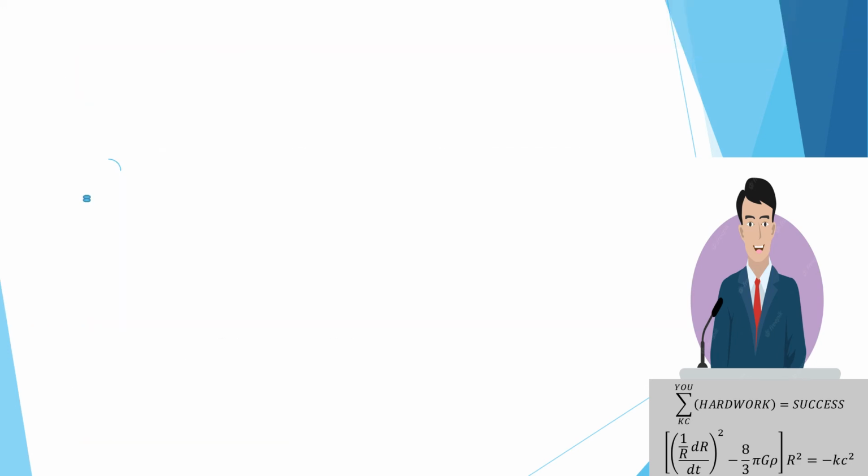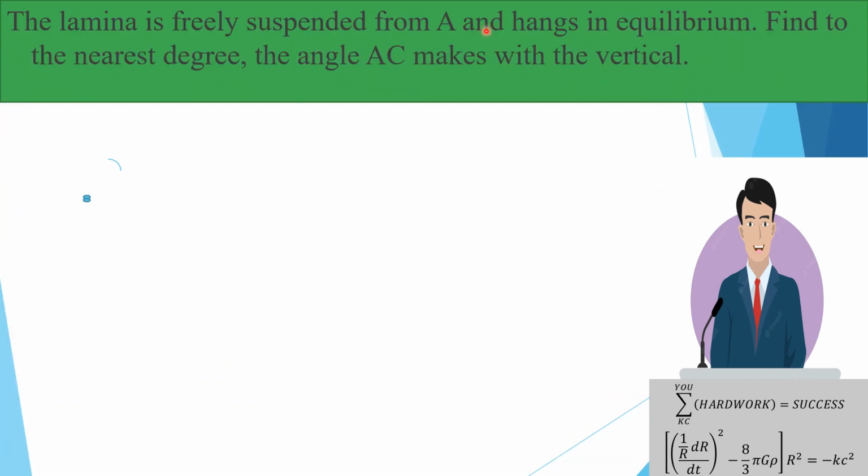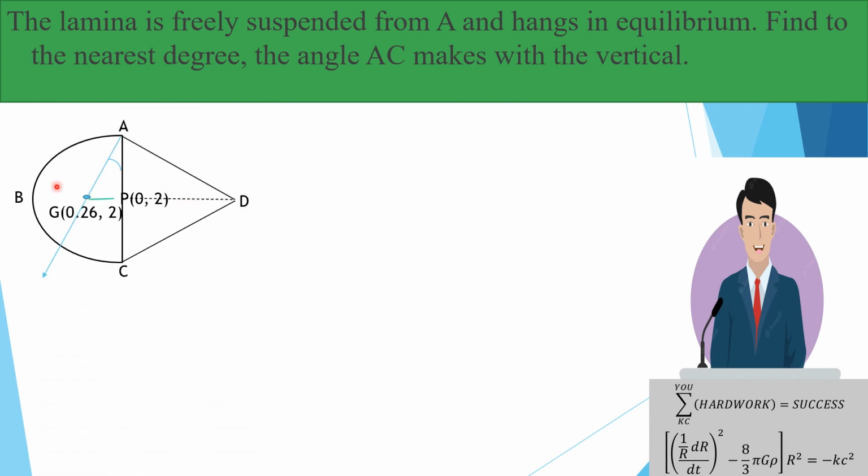Okay, so the final part of the question says that the lamina is freely suspended from A and hangs in equilibrium. Find, to the nearest degree, the angle AC makes with the vertical. Oh, this is interesting. All right, so we have our diagram here. Now this is our center of gravity of the whole lamina. This is the point G, 0.26, 2.